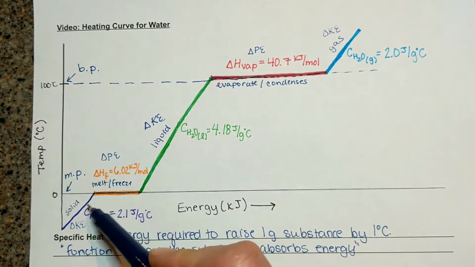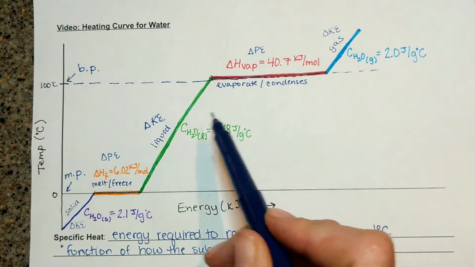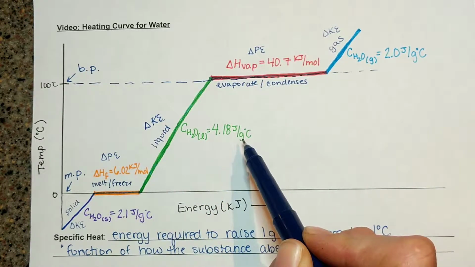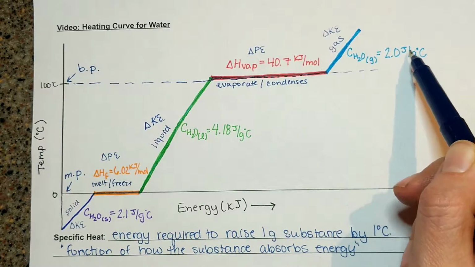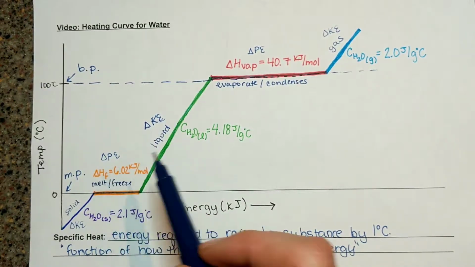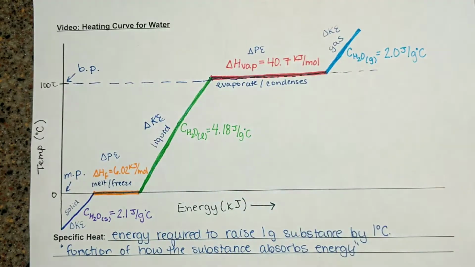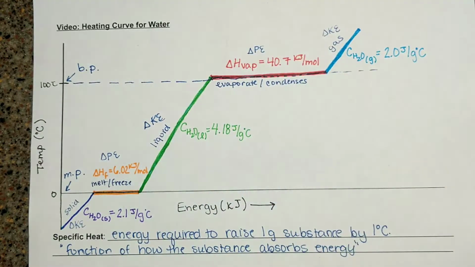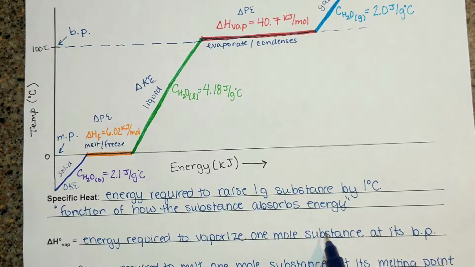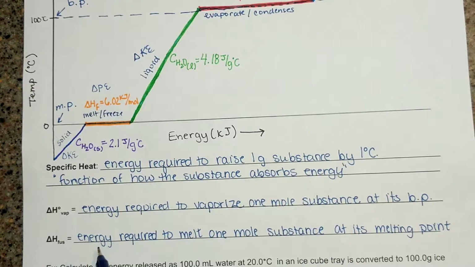So for water, when it's a solid, it has a specific heat of 2.1 joules per gram degree Celsius. As a liquid, 4.18 joules per gram degree Celsius. And as a gas, 2.0 joules per gram degree Celsius. The other number to note is my heat required for fusion and for vaporization. So my heat of vaporization is the energy required to vaporize 1 mole of a substance at its boiling point. And then my heat of fusion is the energy required to melt 1 mole of substance at its melting point.